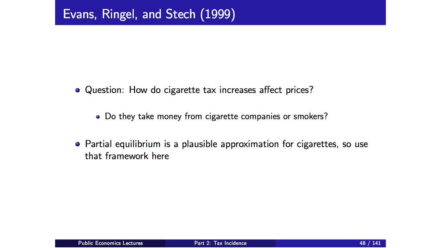Now, one reason to start with this application is that the partial equilibrium framework, which is guiding the way we think about incidence, is a plausible approximation for cigarettes, right? We don't think taxes on cigarettes are going to have big income effects. And at least to first order, you might not worry about complementarities or substitutability in the utility function. So we're going to use that framework here.